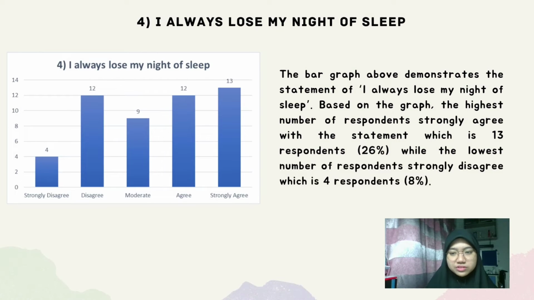The bar graph demonstrates the statement: I always lose my night of sleep. Based on the graph, the highest number of respondents strongly agree with the statement, which is 13 respondents, while the lowest number of respondents strongly disagree with the statement, which is 4 respondents.